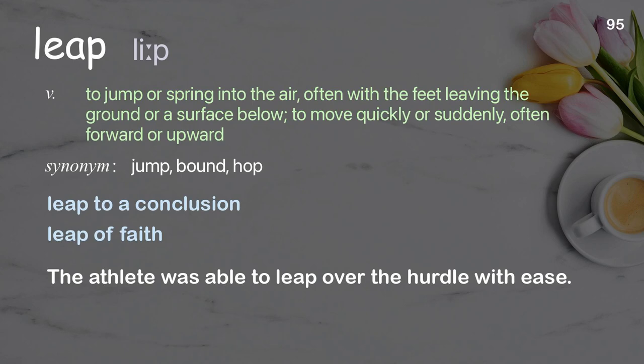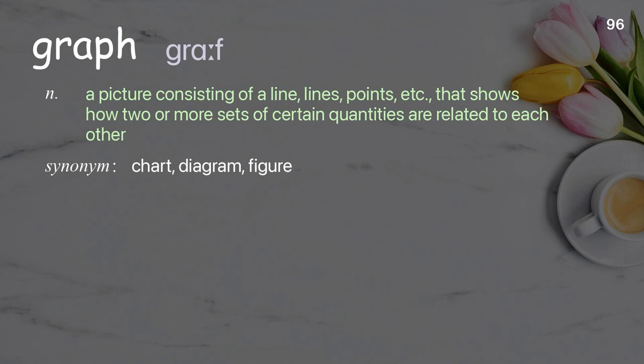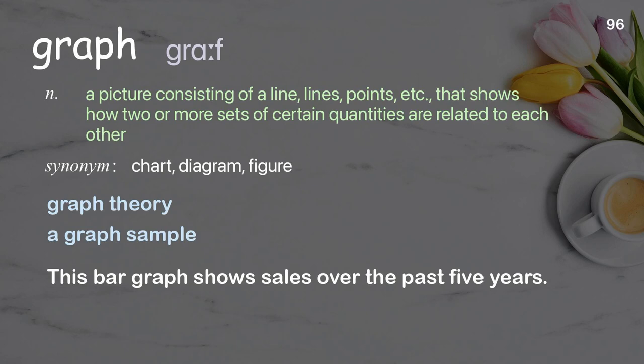Graph. A picture consisting of a line, lines, points, etc., that shows how two or more sets of certain quantities are related to each other. Examples: graph theory. A graph sample. This bar graph shows sales over the past 5 years.